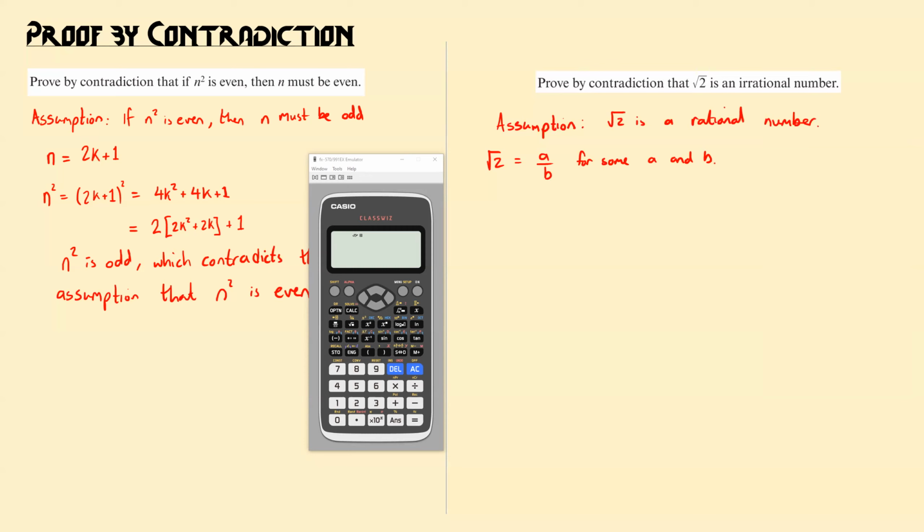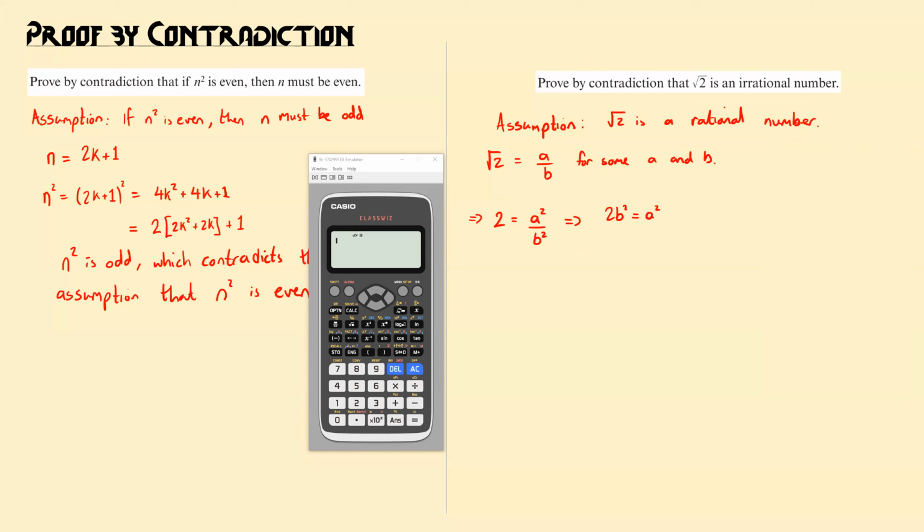We could also assume that a over b is in its simplest format. Obviously, if I wanted to write a over b, it might be that a is a multiple of b. I'm going to assume here that this is in its simplest format and that a over b is as simple as it can be. So what I'm going to do here is square both sides. So that implies that 2 must be equal to a squared divided by b squared, which implies that 2b squared is equal to a squared.